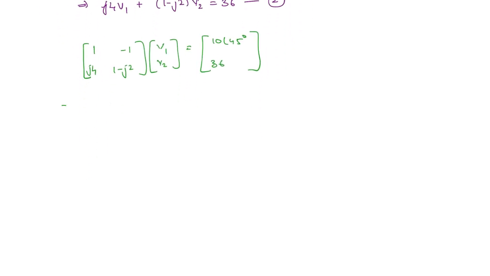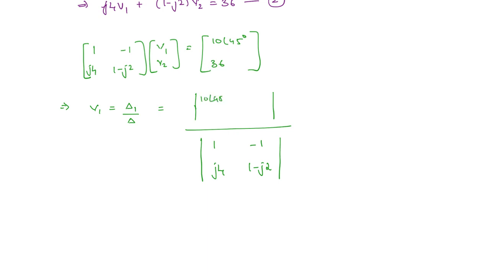How can you find it? V1 is equal to delta 1 by delta. What is delta 1 here? First we will write delta, then we will write delta 1. So delta is going to be the determinant of the coefficient matrix. So you're going to get [1, -1; J4, 1 minus J2]. And delta 1: the first column you have to replace with the constant matrix. This is going to be 10 angle 45 degrees, 36, and the rest of it remains as it is.